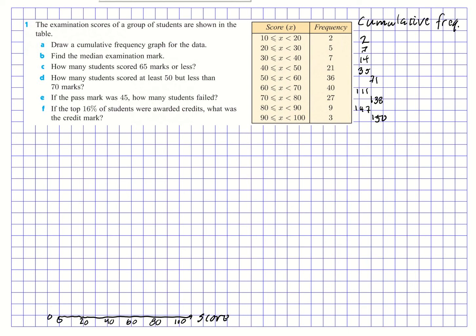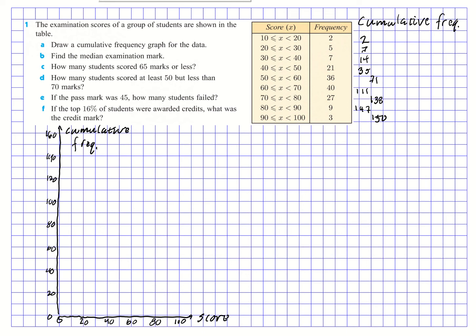And let's go by tens again. So we've got 0, 10, 20, 40, 60, 80, 100, 120, 140, 160. And this is cumulative frequency. All right, now we just need to plot.